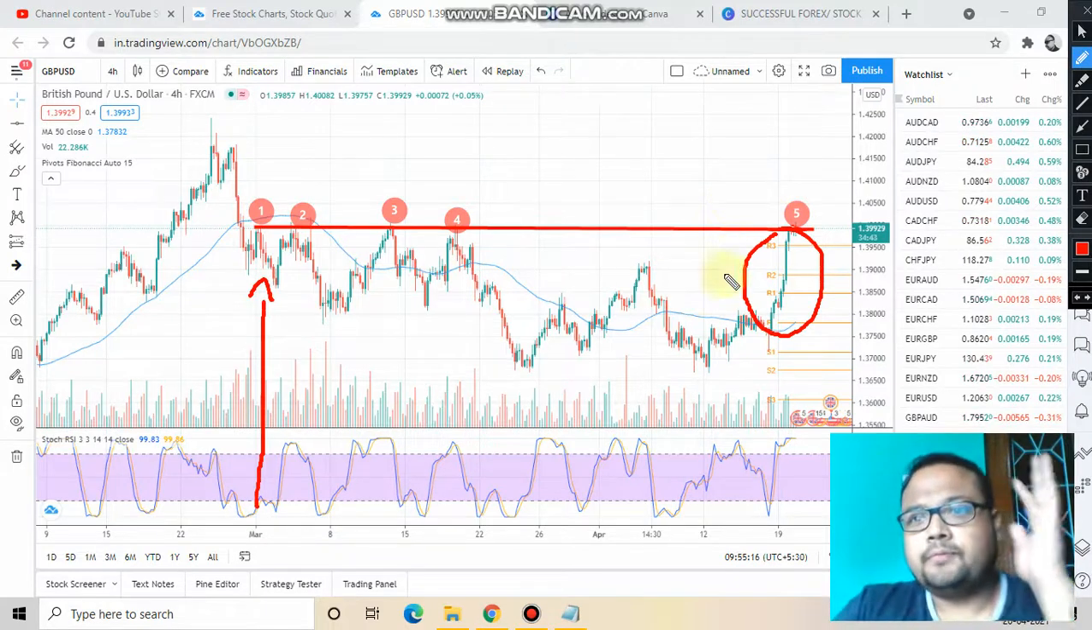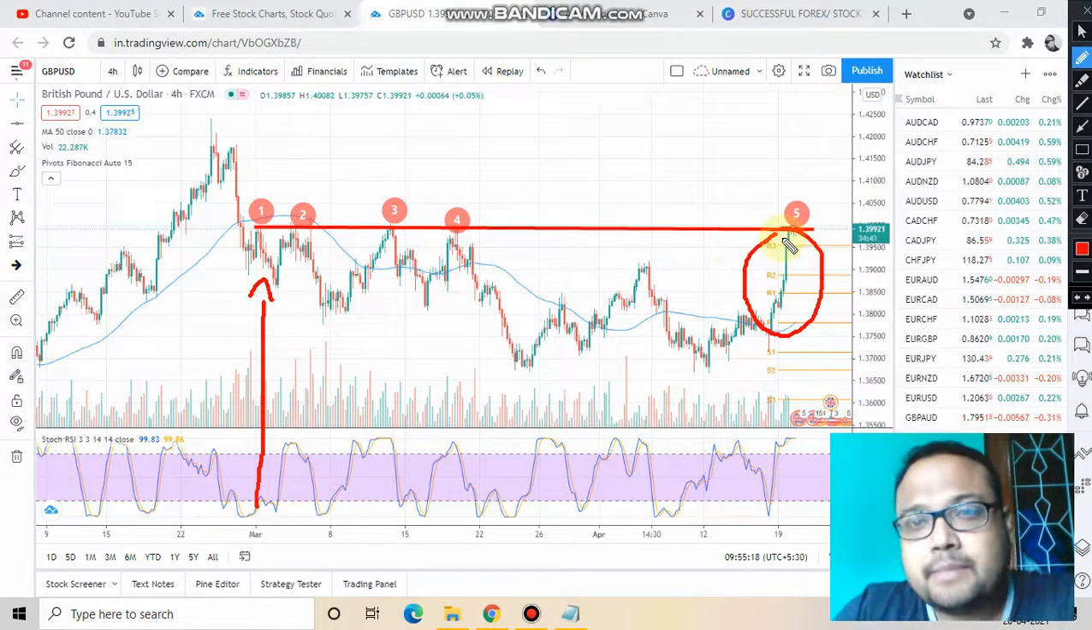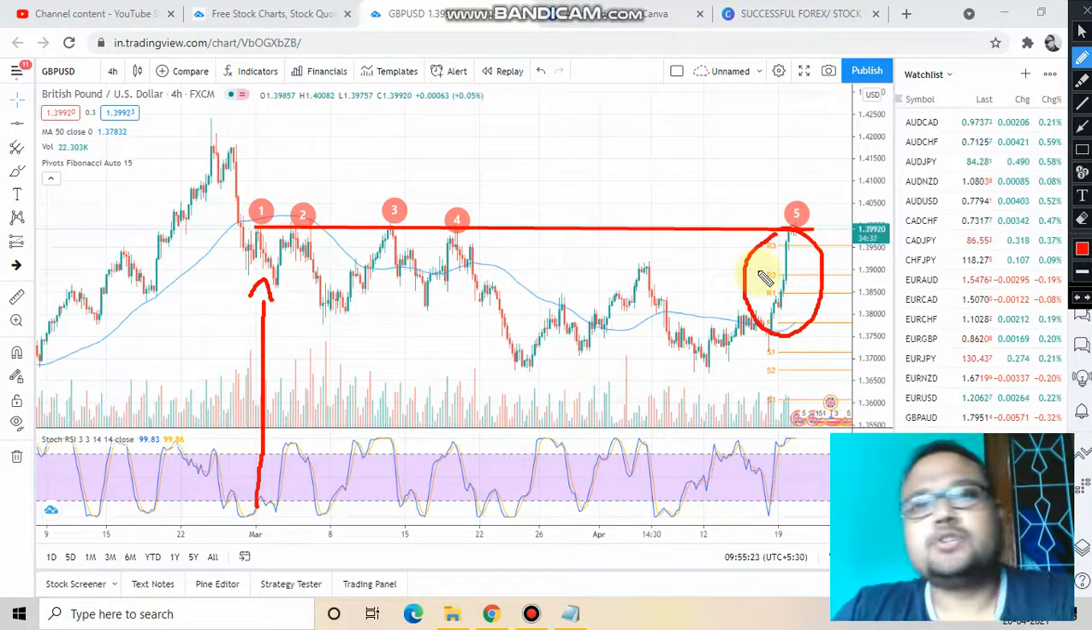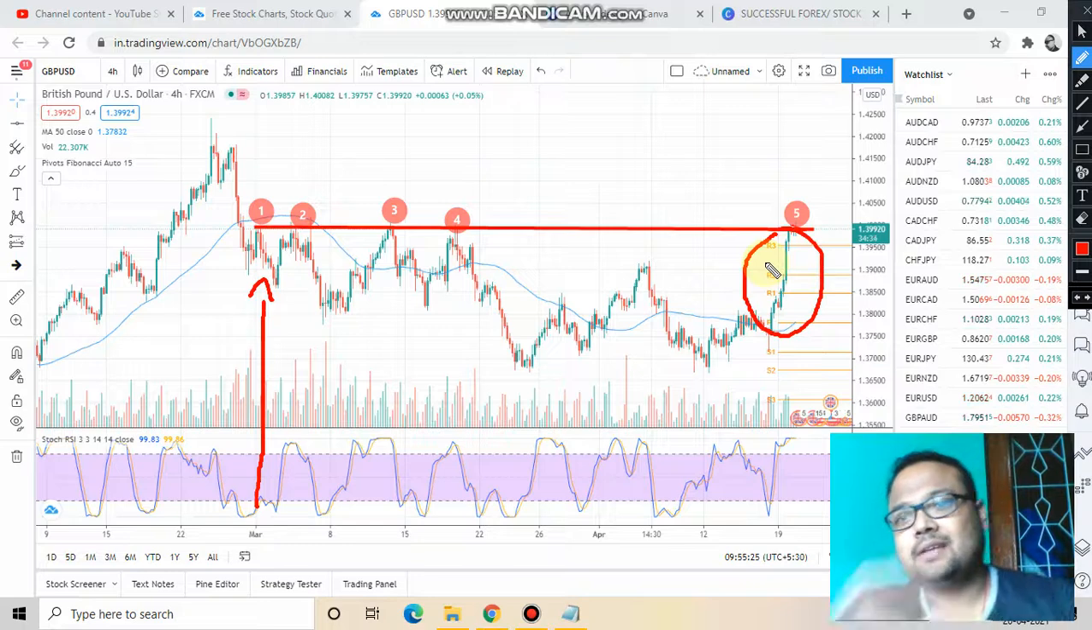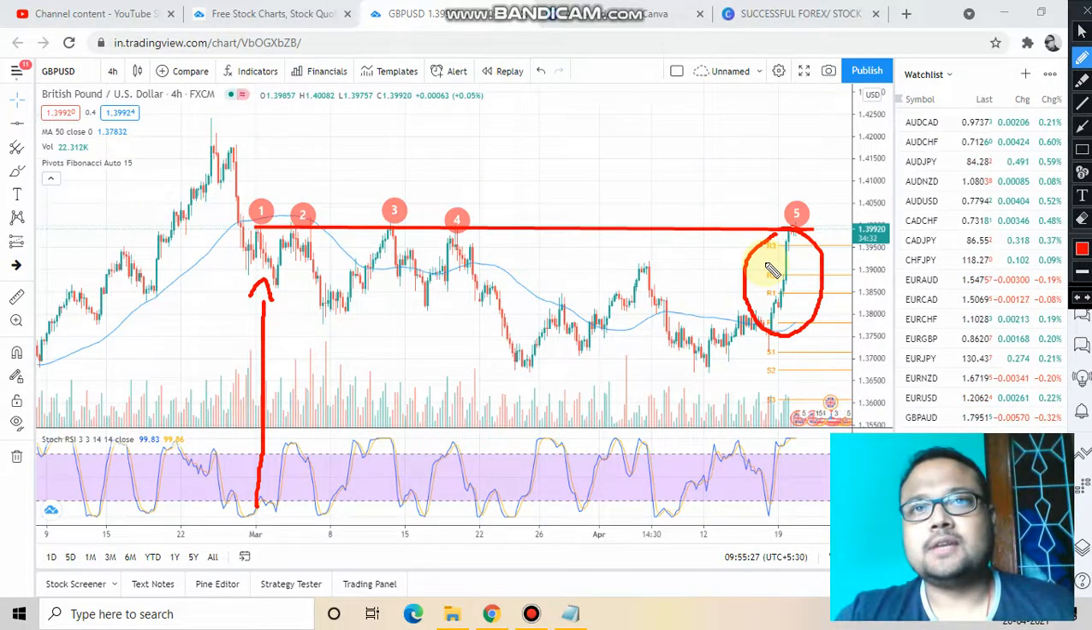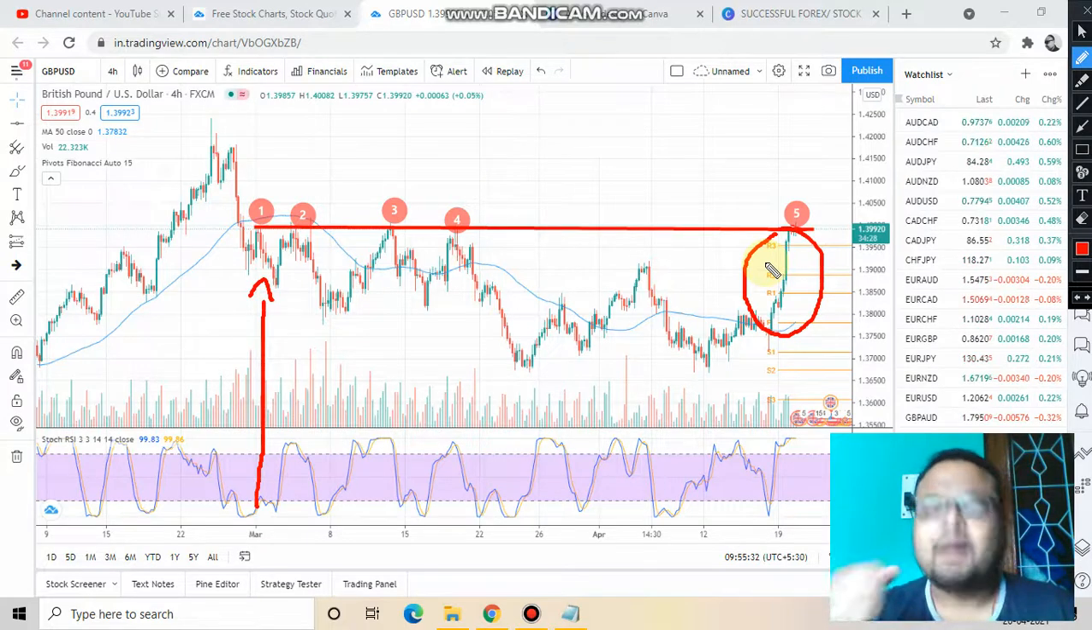So if these candles would have been smaller, then we can easily short the market. But right now we can see that candles are very big, which signifies the buying pressure in the market, the power of the bulls.